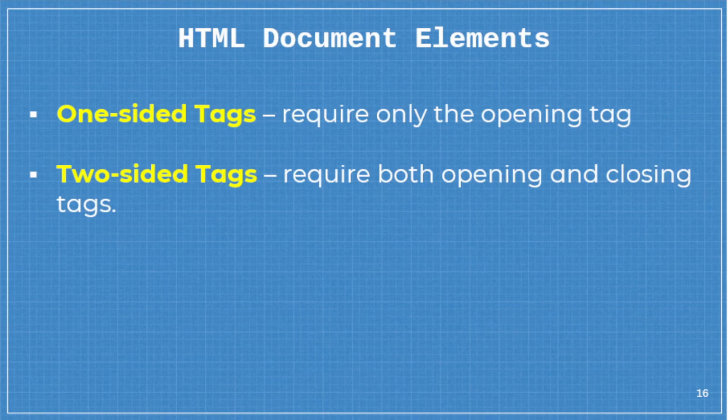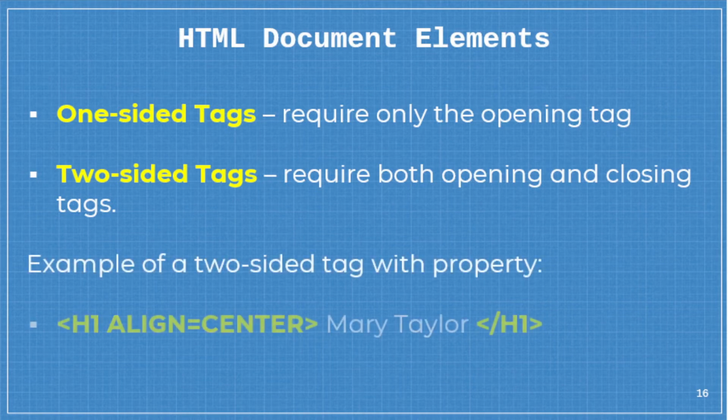So we have the two-sided tags and one-sided tags. An example of a two-sided tag would be the header, H1. Align center, Mary Taylor, /H1. So you need to use two of these. What if you forget to close the H1 tag? You forgot /H1. Well, all the succeeding document contents will be formatted as a header, size 1. So later you can play with it and see what it will look like.